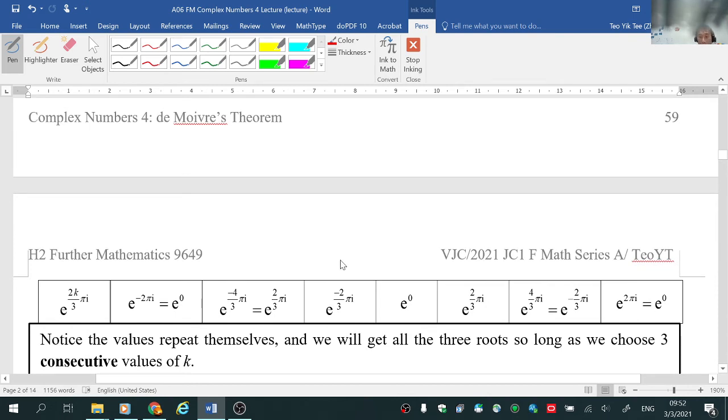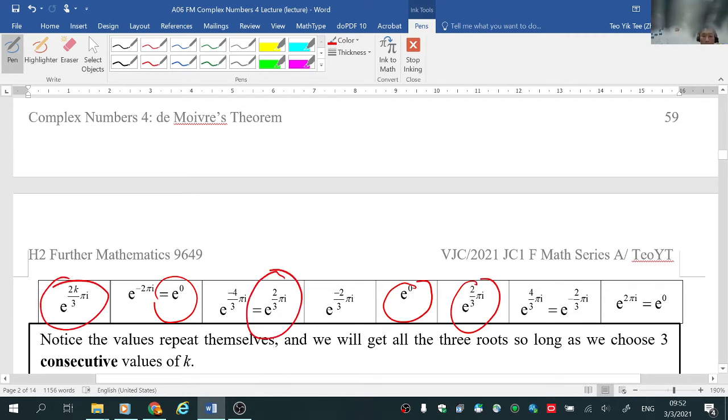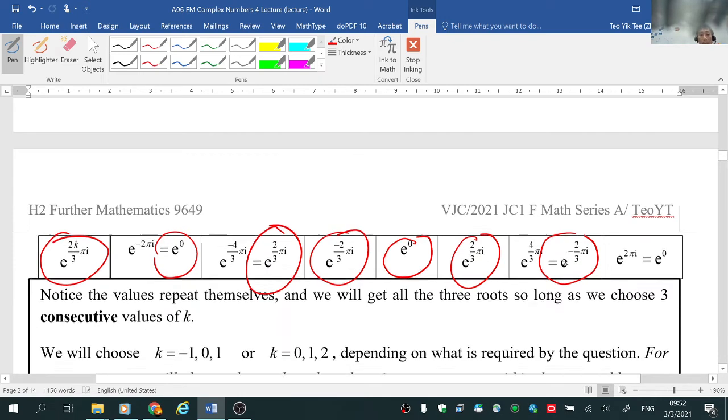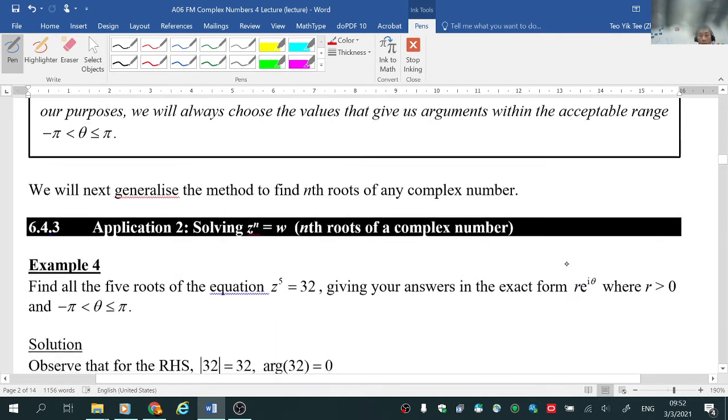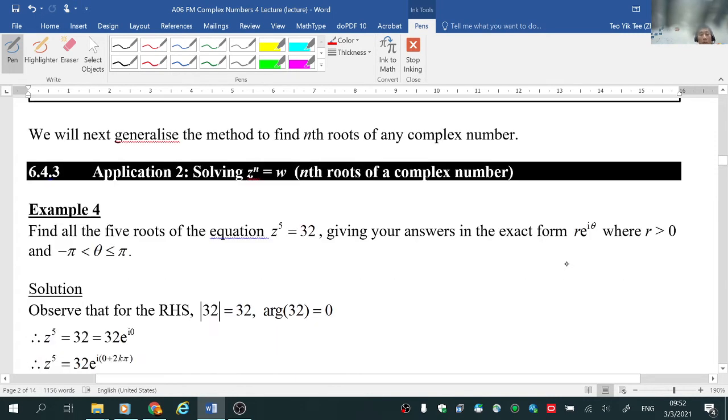Then you realize that things happen in cycles again. This one is the same as this one. 2 pi over 3 is equivalent to 2 pi over 3, equivalent to here. And then you have your negative 2 pi over 3 equivalent to this and this. So things happen in cycles of 3. In general, you need to choose 3 consecutive numbers.